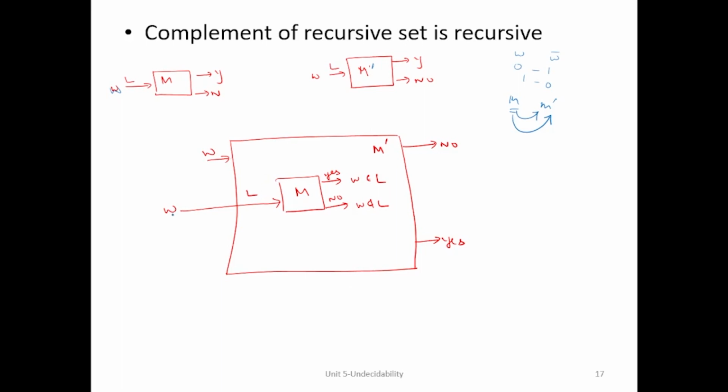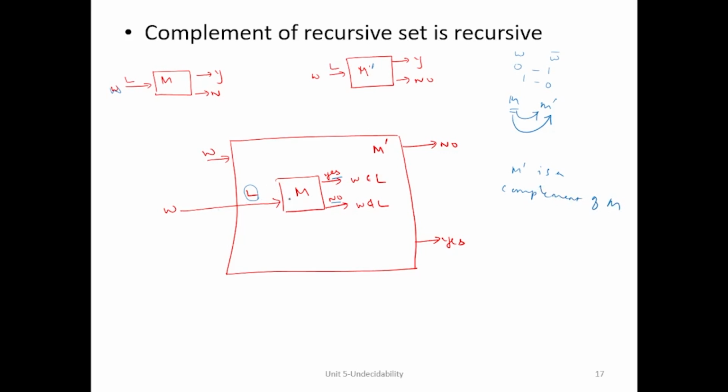So here we considered W as a string which is given as an input to machine M. Either it will accept it, otherwise it will go to non-accepting state. So if you consider L, L is a recursive language. Recursive means it will give either yes or no format. If the machine M accepts this string, then M dash, the complement of M, will go to no state. So M dash is the complement of M.